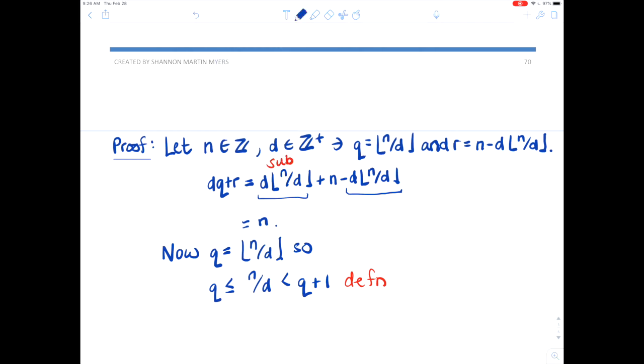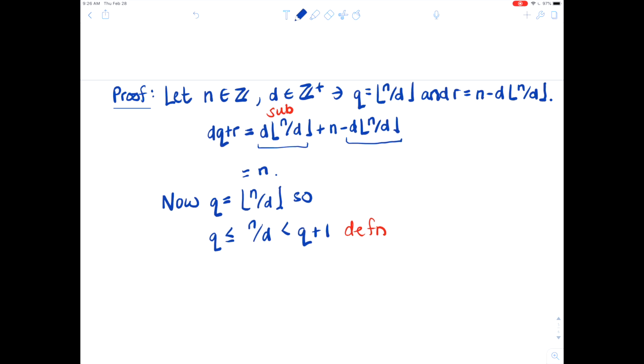And then, all right, well, what could we do with that? What do we know about D? D is a positive integer, right? So we could multiply everything in this inequality by D. So DQ less than or equal to N less than D times quantity Q plus 1. Cool so far?